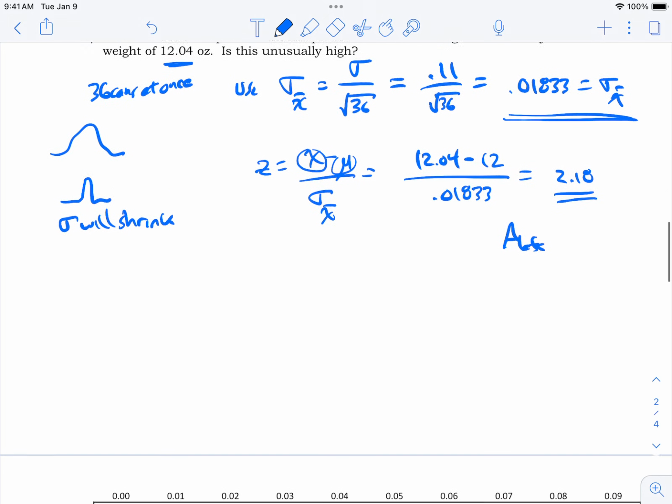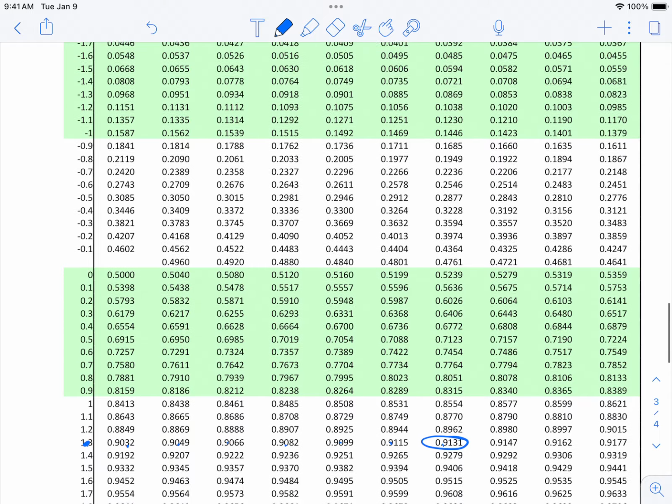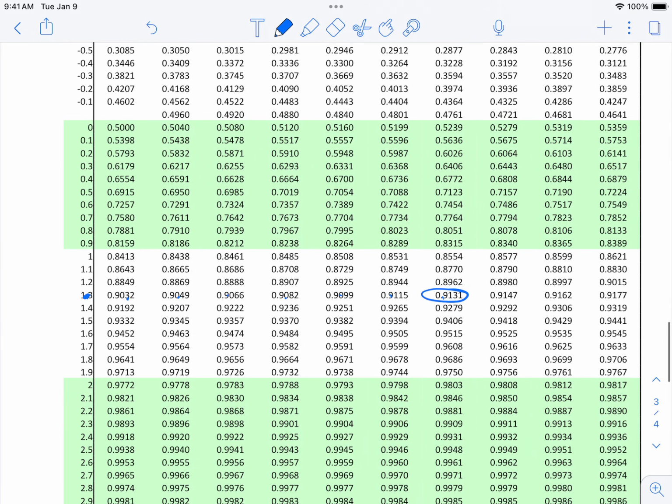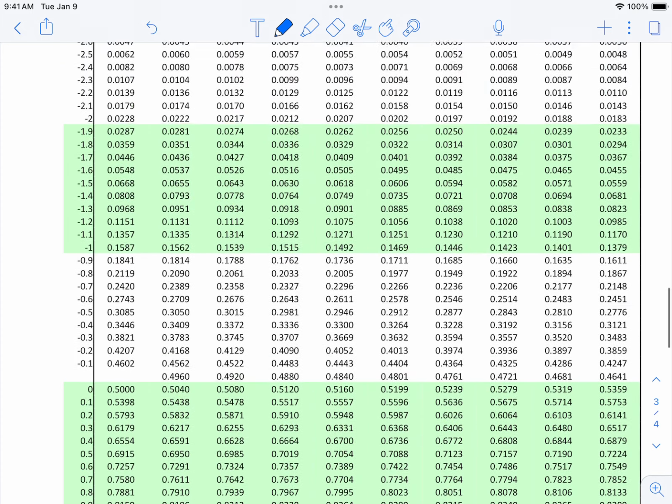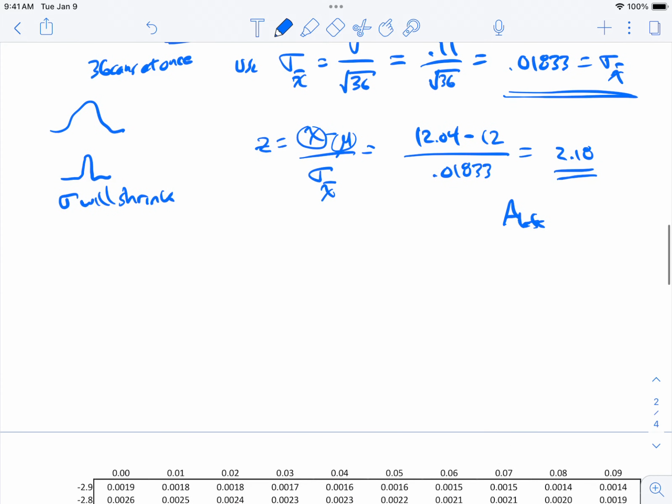Okay, I'm going to go to the table now. 2.18, where is that? There's the 2.1. That would be here, right? So that's 0.9854, I reckon. Let's grab that, bring it back up here. 0.9854. Oh, wow. So that means that when our z-score is way up here at 2.18, the area left is 0.9854.